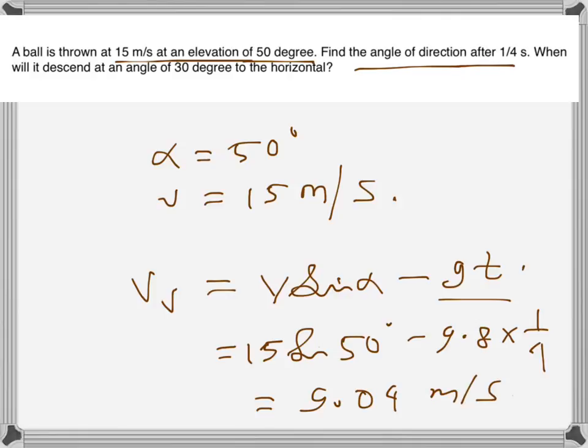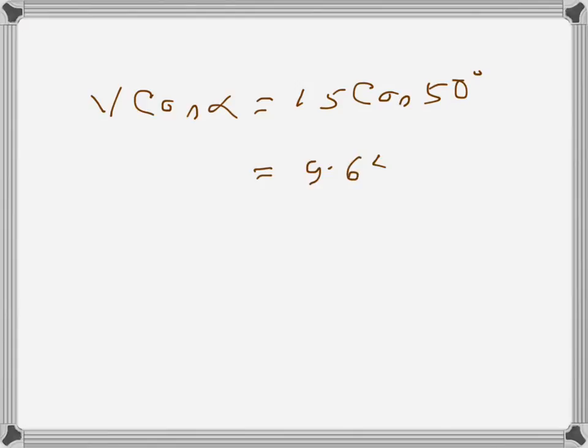So this is the vertical component, and the horizontal component of the velocity, which stays the same throughout, is v cos alpha, which is 15 cos 50 degrees, which is 9.64 meters per second. So these are the velocities at time t equal to 1/4 second.